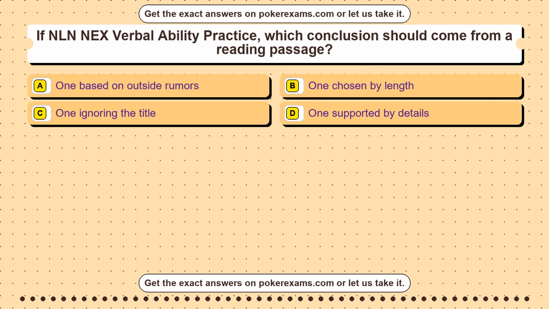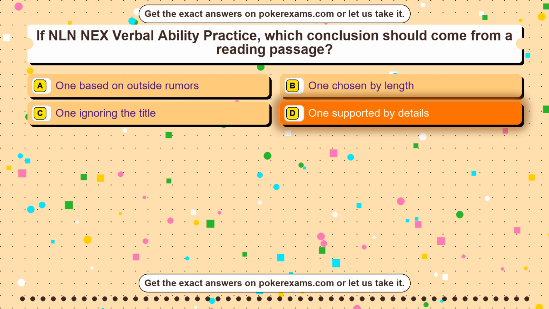Question 50. If GED statistics practice, which number is the mode of 4, 6, 6, 7, 9? Option A, 6. Option B, 7. Option C, 9. Option D, 4. The correct answer is option D.